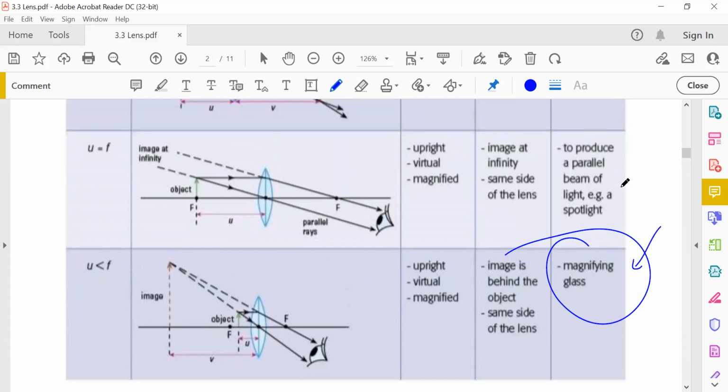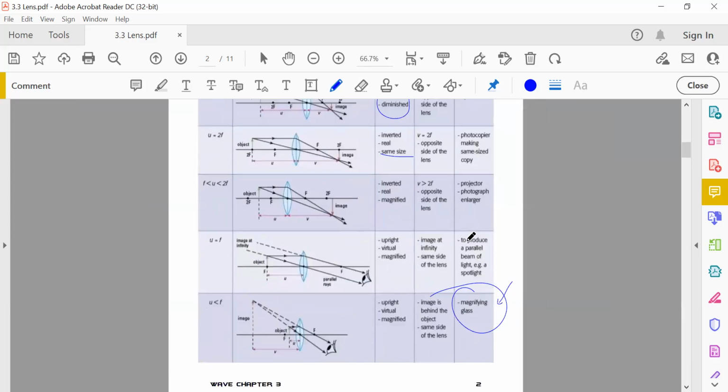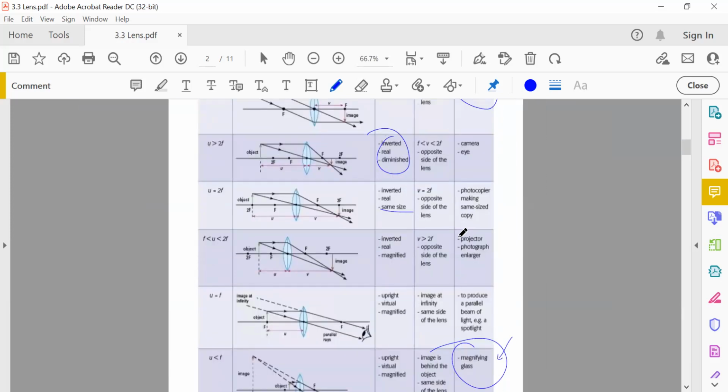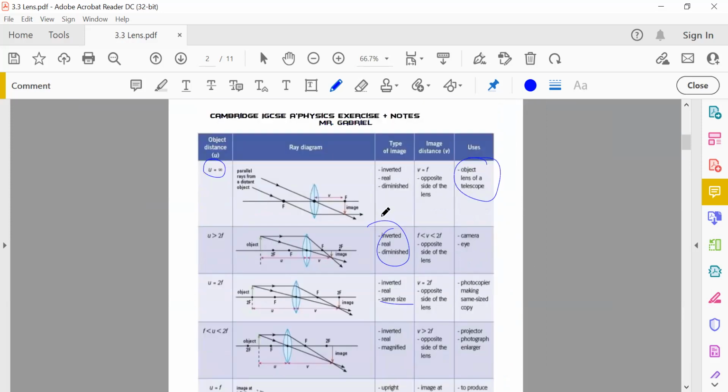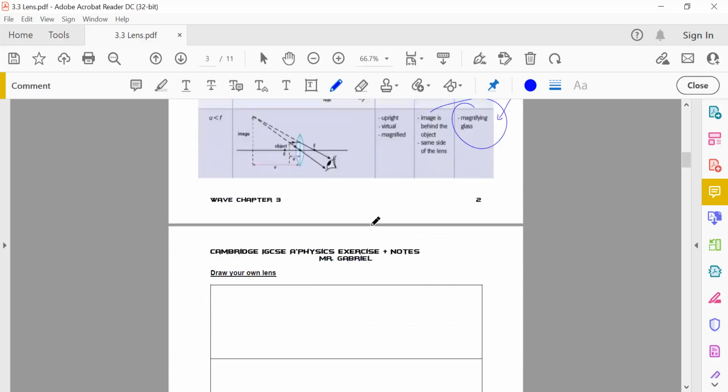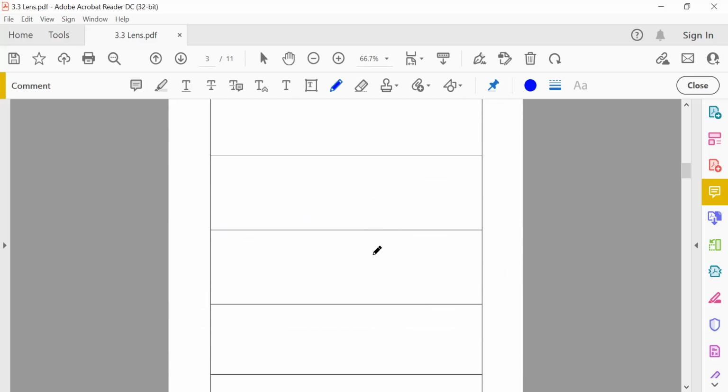Okay. If you were to memorize anyone, only just one, definitely memorize the magnifying glass because this one here comes up the most often, guys. Okay. Before we move on to the next part, anyone need me to clarify anything that we have mentioned so far? Okay, if you have no questions though, let's move on to drawing your own lens here.